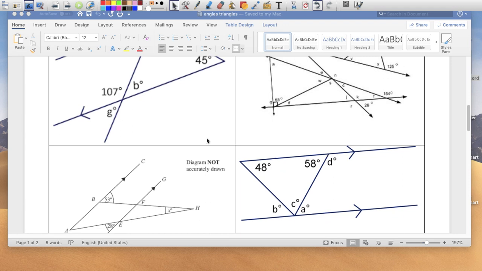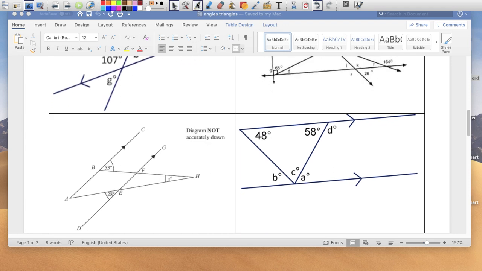I'm gonna do the easy ones first. This one, we know B plus C plus A is going to be 180, right? Let's do D over here first. 58 plus D equals 180, so 180 minus 58 is going to give us 122. So this is 122.